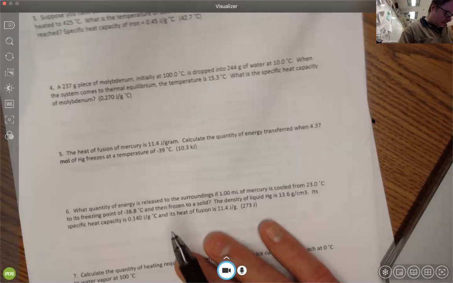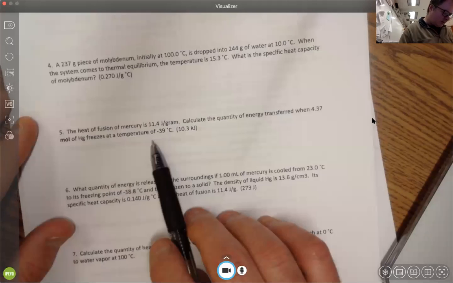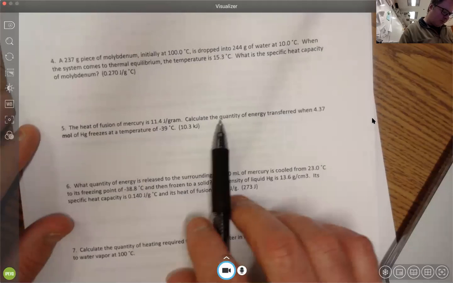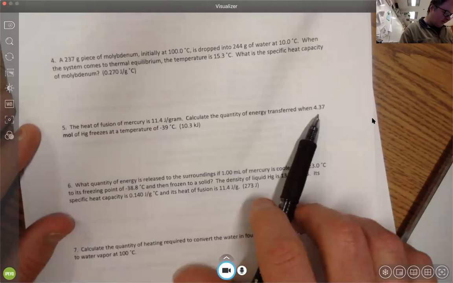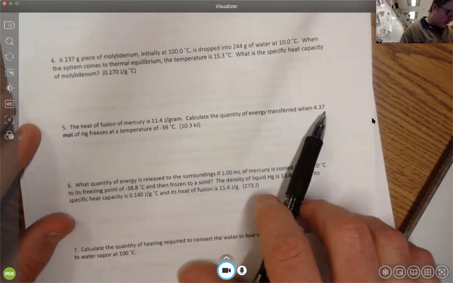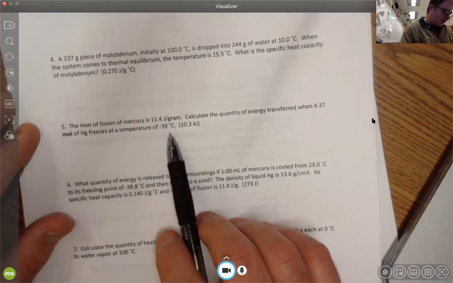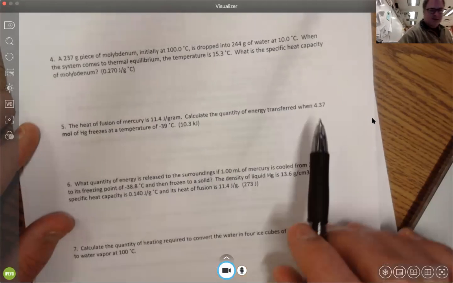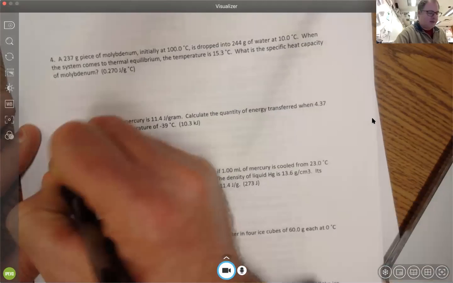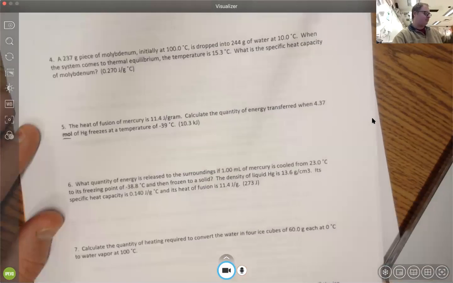All right. So let's take a look here. Heat of fusion of mercury is this. Calculate the quantity of energy transferred when 4.37 moles of mercury freezes at a temperature of negative 39 degrees. So that one, they give you moles. It's highlighted. Keep in mind that it wouldn't be highlighted in another situation.